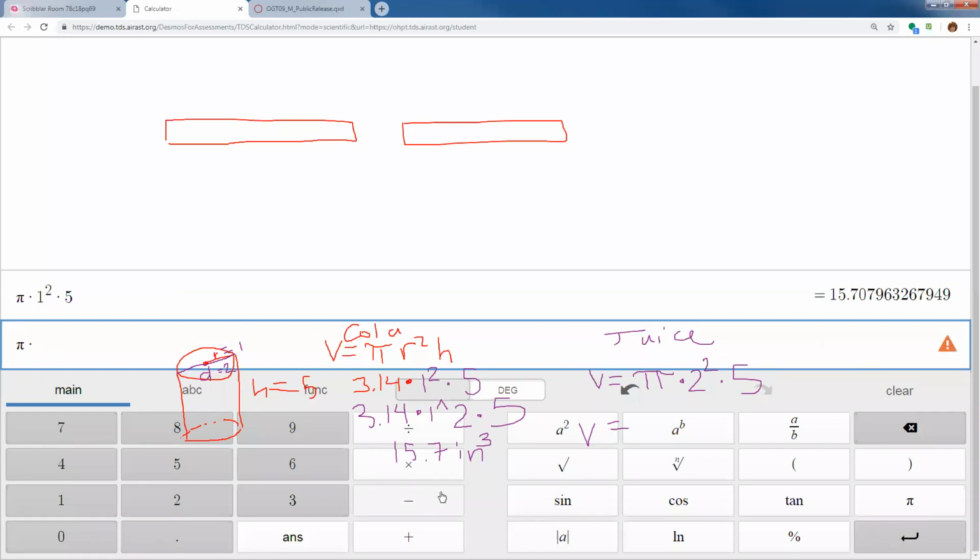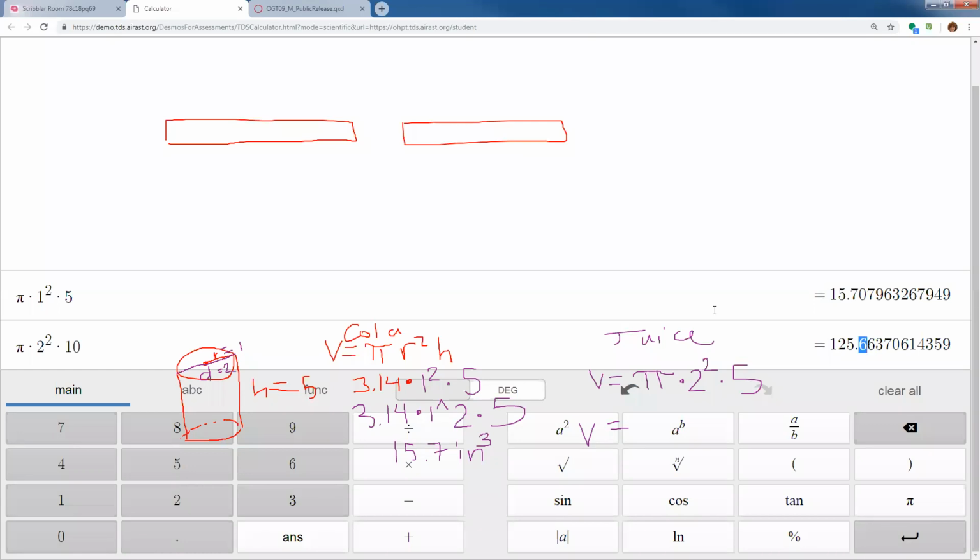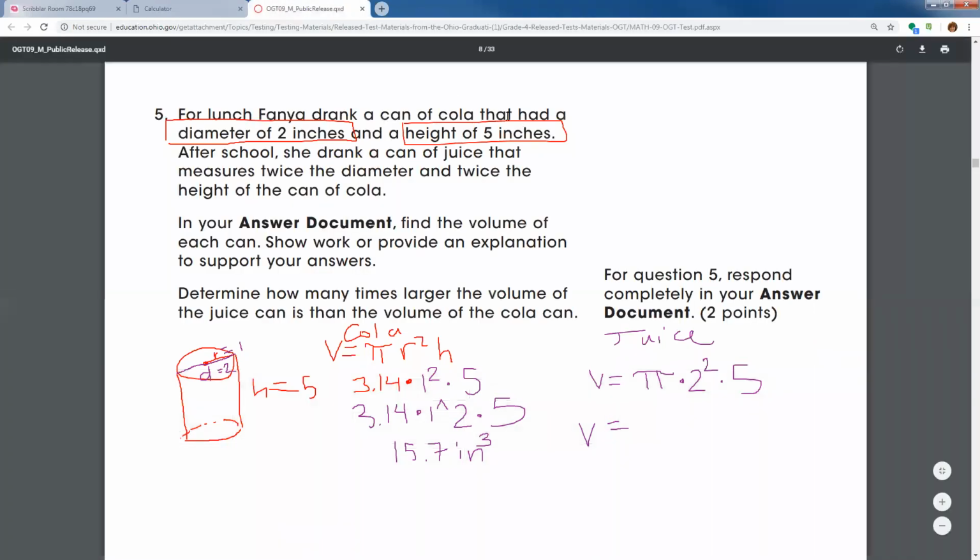Pi times 2 squared times 5. So you got 125.6 and I got 62.8 because I typed something in wrong. I should have changed that to a 10. So you are correct, 125.6. Technically, this time we would round to 125.7, since it's a 6, this 6 will round up to a 7 because the number next to it is 5 or bigger. So 125.7.